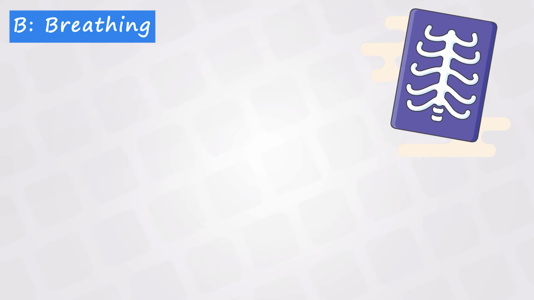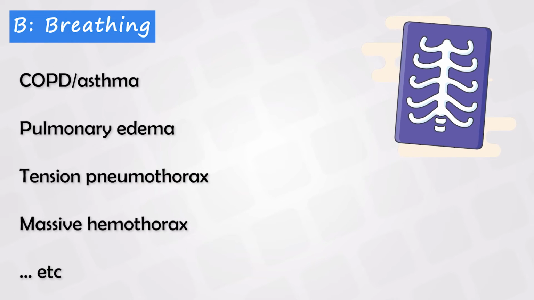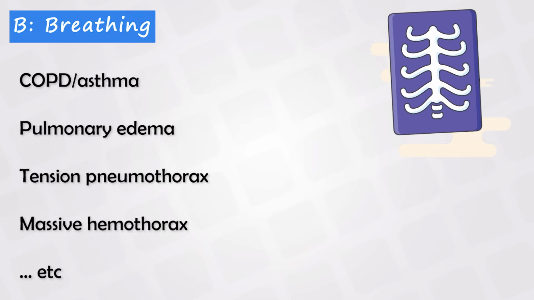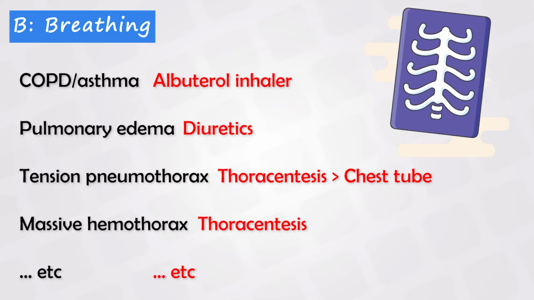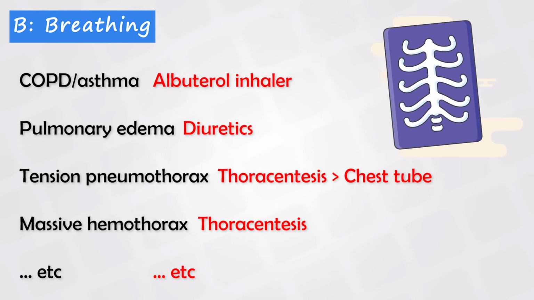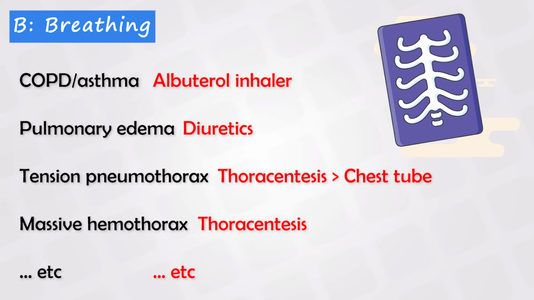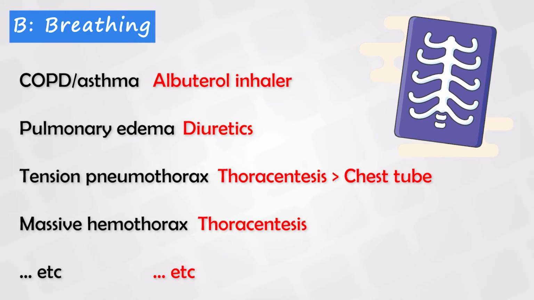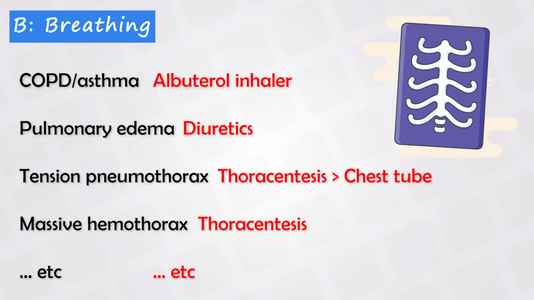B for breathing. So now that we have established that the airway is intact and that air can go into the lungs without any obstruction, we have to make sure that the patient is breathing. These are the conditions that can compromise the breathing status, and these are the managements. According to the condition, you choose the appropriate management. If the patient is having tension pneumothorax, you need to immediately put a chest tube. If there is no improvement in oxygenation, you need to have the patient on a ventilator, and so on.